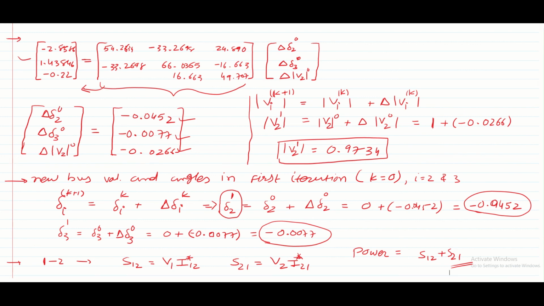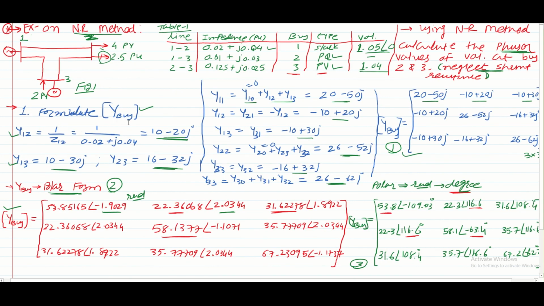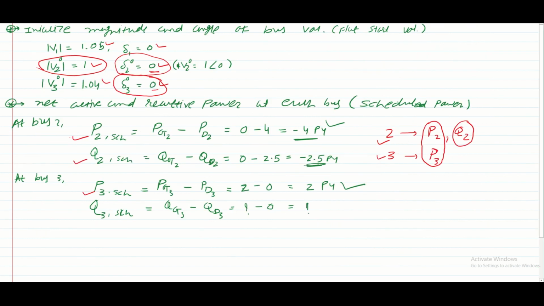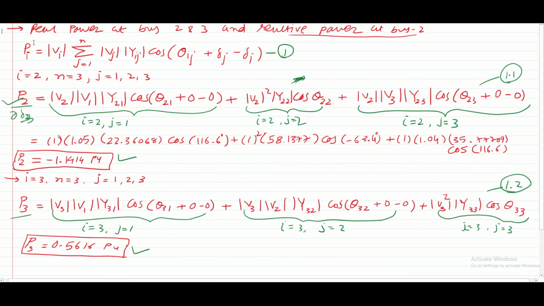Yes, let me recall again what we have done here. The network and example data are given to us. From that, our first step is to formulate the Y-bus matrix, with the elements of Y-bus in polar form and angle in degrees. Clear? Now next is flat start voltage. Then after that, the scheduled active and reactive power at each bus. Then the real and reactive power using the static load flow equation.